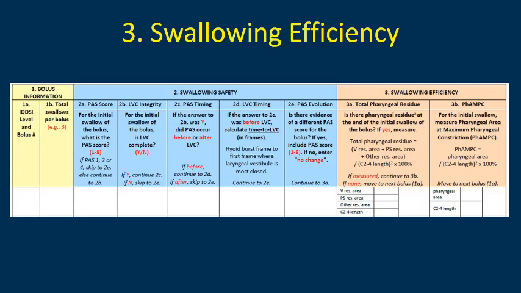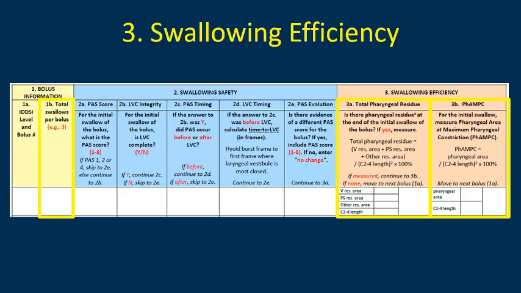You will notice that your ASPEKT-C handout contains the swallowing efficiency section, which we'll be focusing on over the next set of slides. Using the ASPEKT-C method, we've narrowed down 3 measures to denote swallowing efficiency. 1. Total number of swallows per bolus. This is the number of swallows taken to clear 1 sip of liquid. 2. Pharyngeal residue. This captures the amount of residual material in the pharynx. And lastly, 3. We consider pharyngeal area at maximum pharyngeal constriction, as this parameter correlates with post-swallow residue.